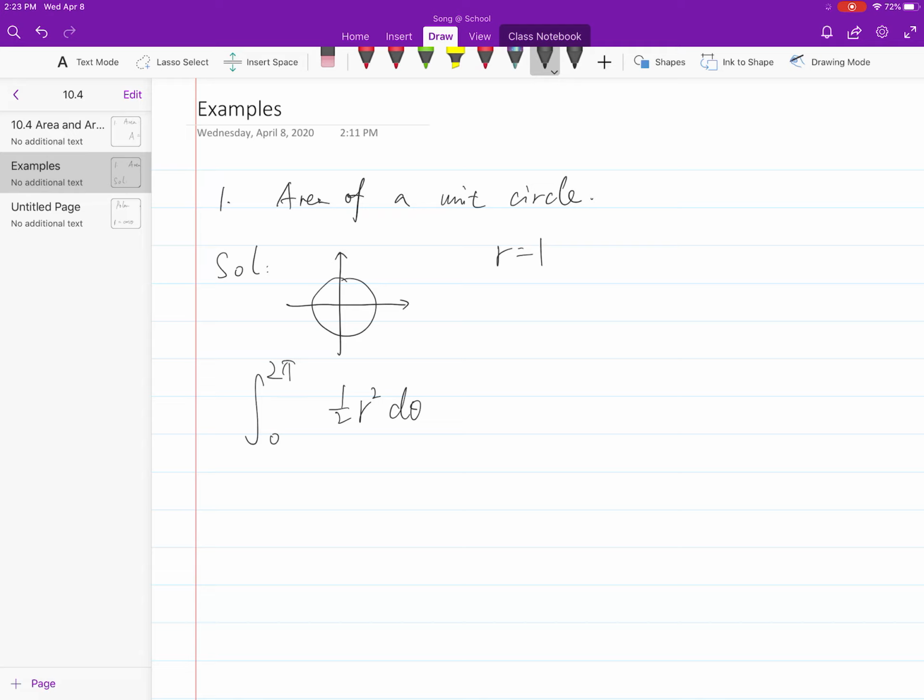Don't do anything more, otherwise you're recounting what you covered before. And then just simply put things here. 1/2 times 1 d theta. This gives you theta over 2, from 0 to 2 pi. Plug in 0, you got 0. Plug in 2 pi, you got pi. So that's the answer. That's beautiful, isn't it? So easy. Okay? Thanks to this easy formula.